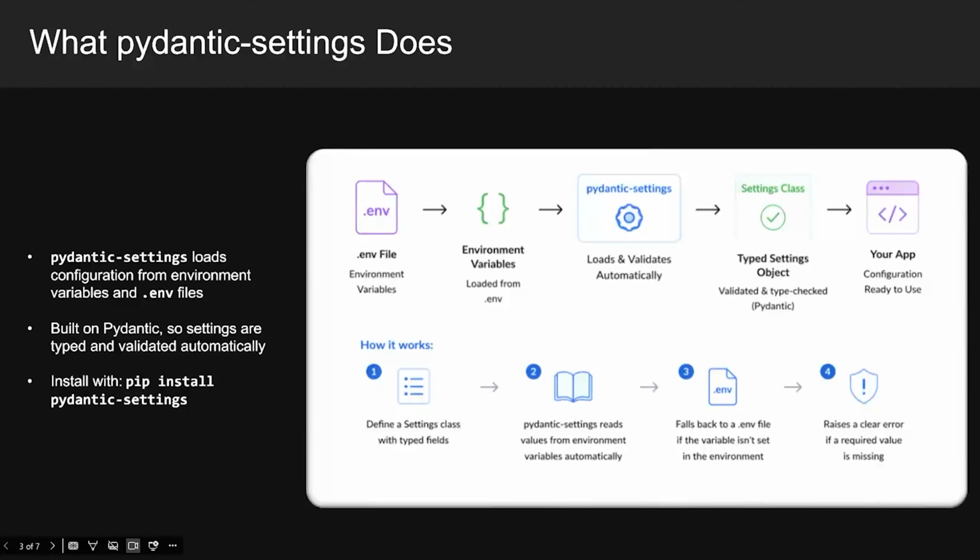Step 1. You define a settings class with typed fields. Step 2. Pydantic settings reads values from environment variables automatically. Step 3. If a variable isn't in the environment, it falls back to your .env file. And step 4. If a required value is missing from both, it raises a clear error before your app even starts. That last step is important. You want to know about the missing config at startup, not halfway through a request.